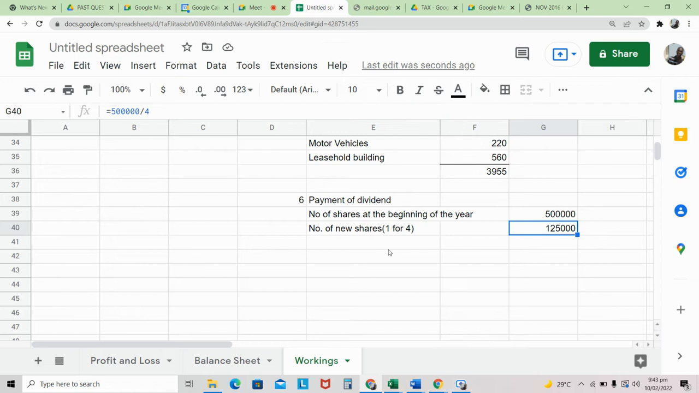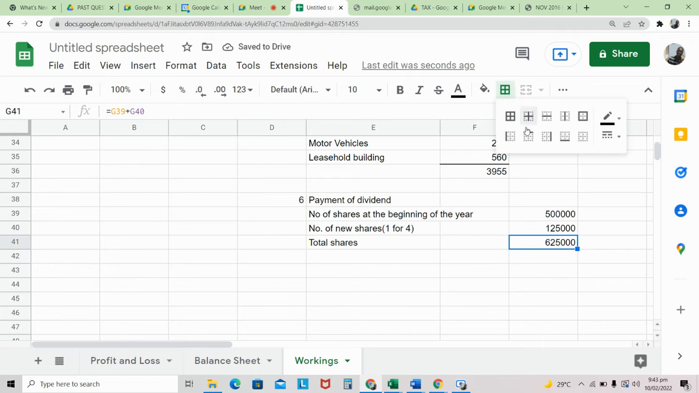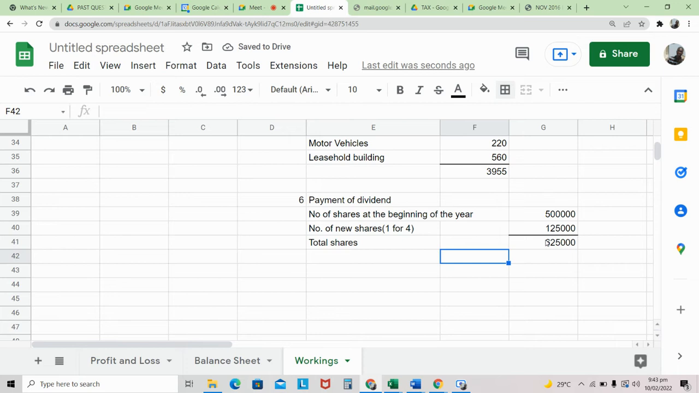Do you get it? So the total shares after the bonus issue will be 500,000 plus the new shares, which is 625,000. So this will be the number of shares after the bonus issue. Okay, that's good.